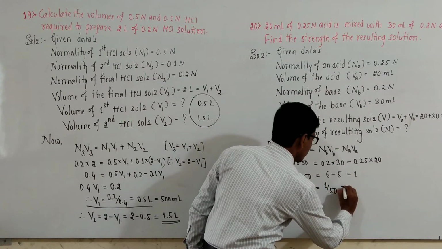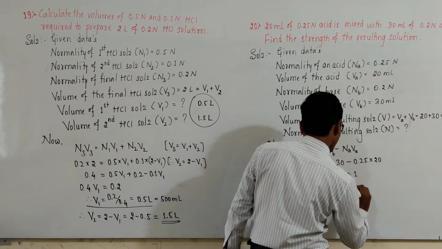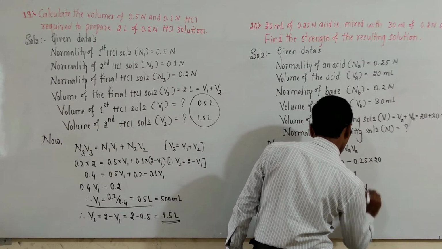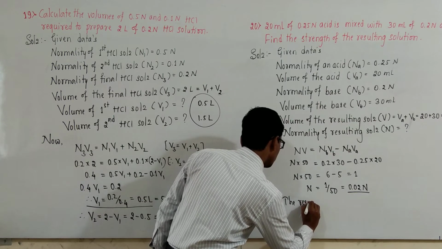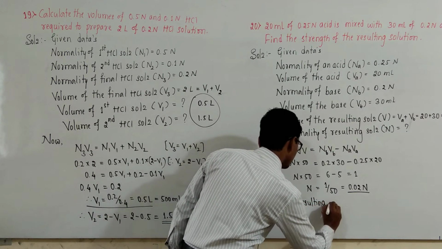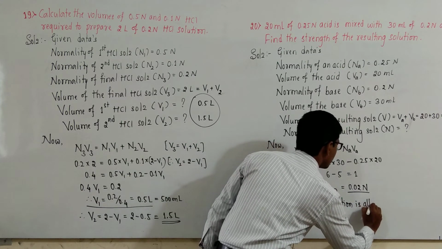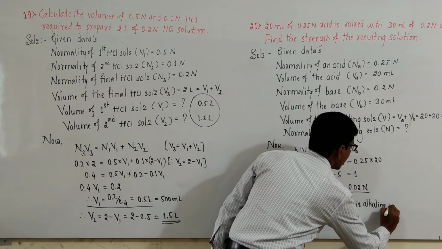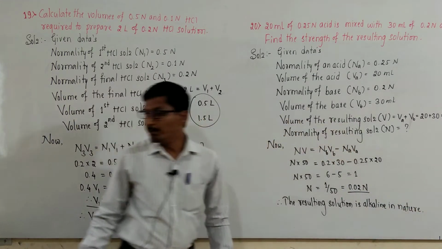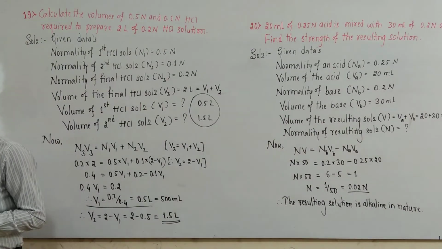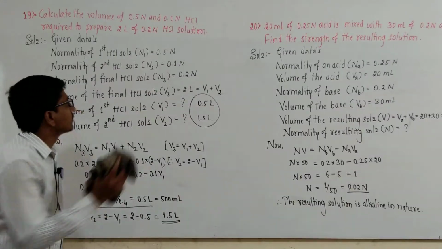Therefore this is equal to 0.02 normal. Therefore the resulting solution is alkaline in nature. The resulting solution is basic in nature, understood? Okay, these are the problems based on normality.